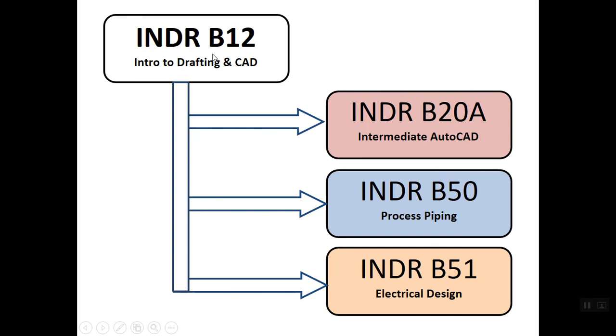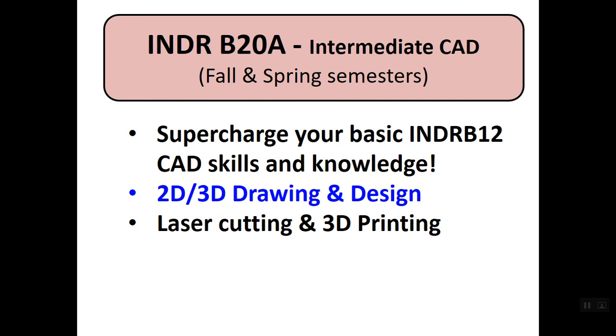What can you do out of the INDR B12 class, our Intro to Drafting in CAD? Well, from our intro class, you can take any of the intermediate CAD classes. Industrial Drawing 20A, Intermediate AutoCAD, Industrial Drawing 50, Process Piping, Industrial Drawing 51, Electrical Design. Let's talk about that first one, Industrial Drawing 20A, Intermediate AutoCAD. Now it's offered in the fall and the spring semesters, and basically we're going to take what you know now about CAD and we're going to build on that, right?